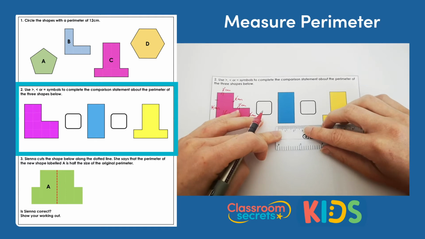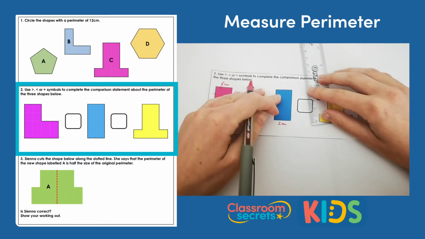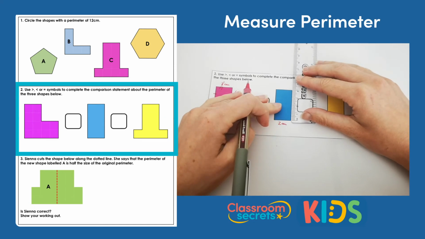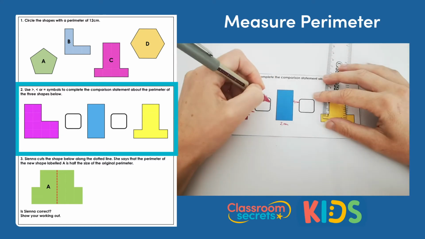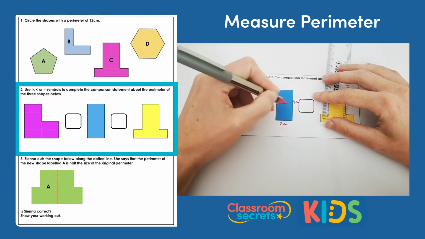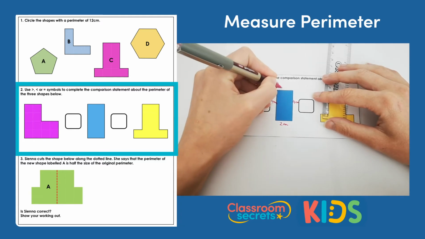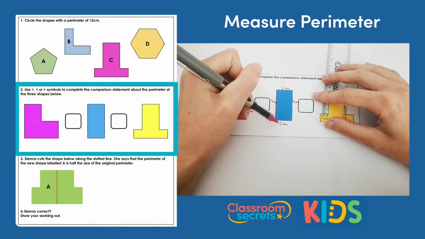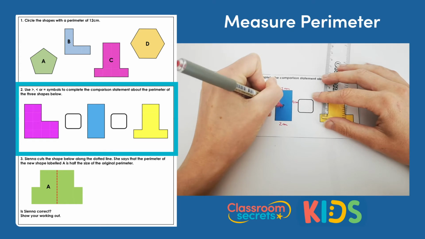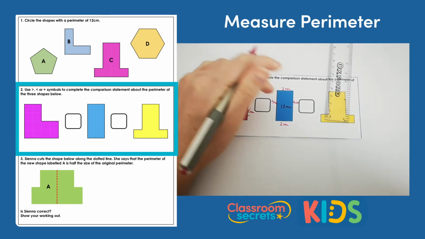Moving on to the blue rectangle then. That's 2 centimetres. And this is 4 centimetres. Now I know in a rectangle that's going to be 4 centimetres because the opposite sides are the same length, and then that one will be 2 centimetres for the same reason. So 4 add 4 is 8, 8 add 2 is 10, and 10 add 2 is 12. So the perimeter of that shape is 12 centimetres.